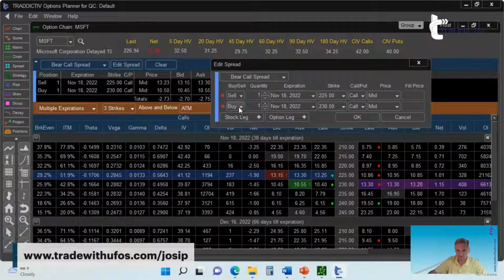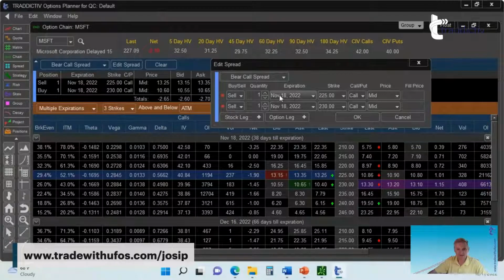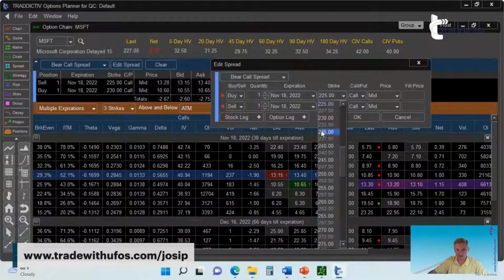I don't want the 230 as a buy, because obviously we are currently sitting at 226 and some change. I want to sell the 230 and then I want to buy the higher one. And I think it would make sense if we buy the 235.